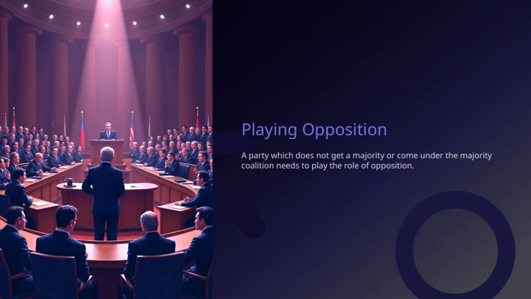When a party doesn't secure a majority or isn't part of a majority coalition, they naturally take on the role of opposition. Playing opposition is a crucial part of the political process because it ensures there's a check and balance on those in power. It's about holding the government accountable, scrutinizing decisions, and presenting alternative policies.